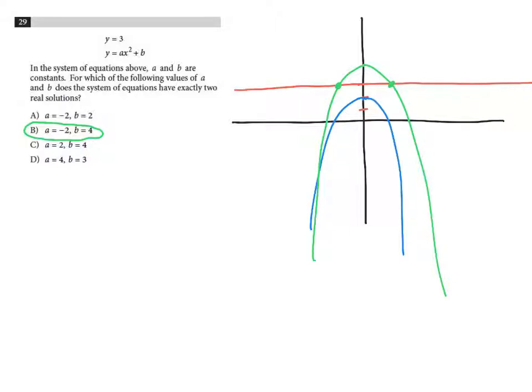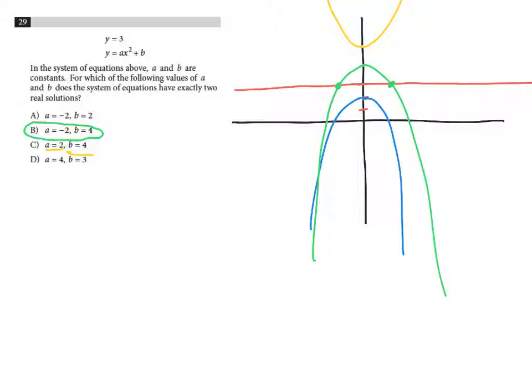The next is b is 4 and a is 2. Well, if b is 4, then we're shifting the parabola up 4 units. And with a positive a value, it's going to be opening up. It's going to be looking something like this. Okay.